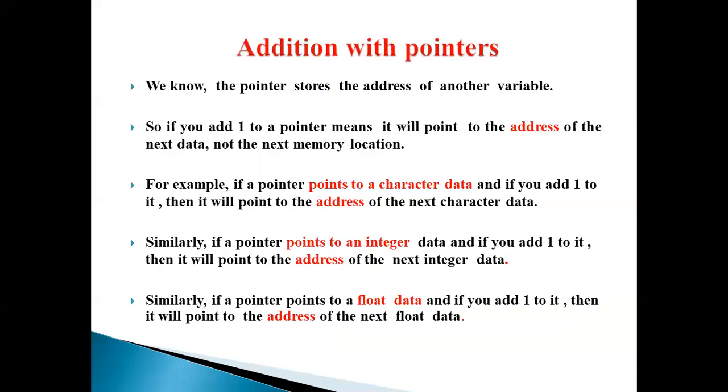Next one, addition with pointers. We know the pointer stores the address of another variable. So if you add one to a pointer, it will point to the address of the next data, not the next memory location. For example, if a pointer points to a character data and you add 1 to it, then it will point to the address of the next character data. Similarly, if a pointer points to an integer and you add 1 to it, then it will point to the address of the next integer data. Similarly, if a pointer points to a float data and you add 1 to it, then it will point to the address of the next float data.